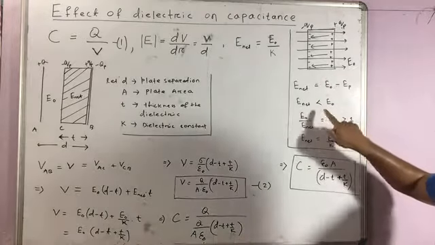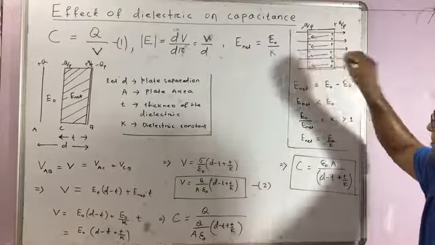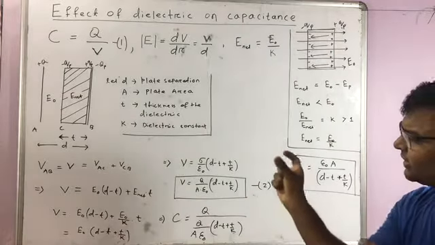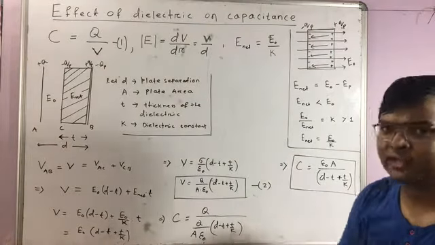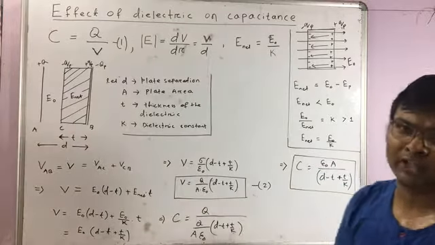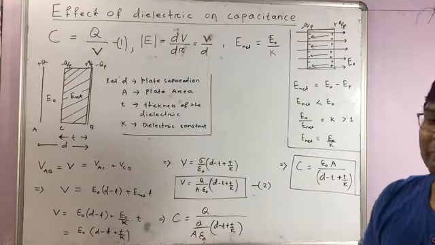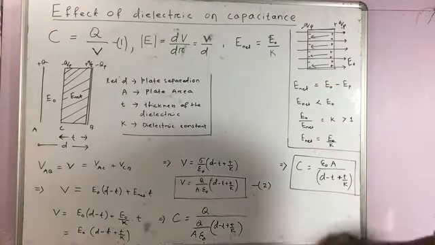It means by placing a dielectric in the region of an electric field, we can reduce the electric field, and so also the potential. That will affect the capacitance. That is our main aim.